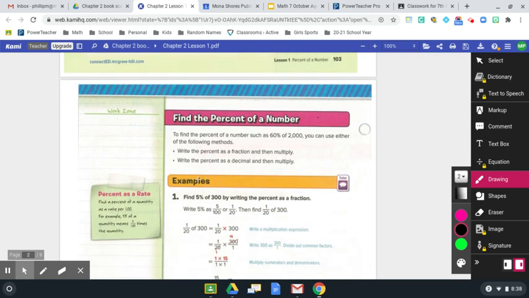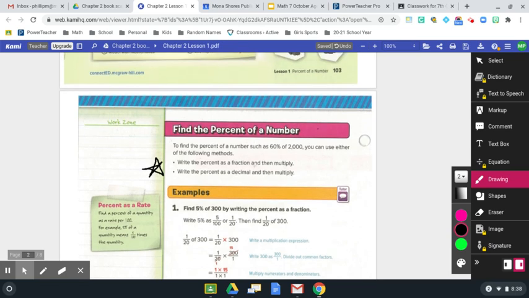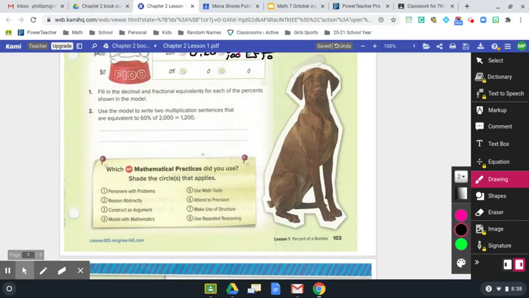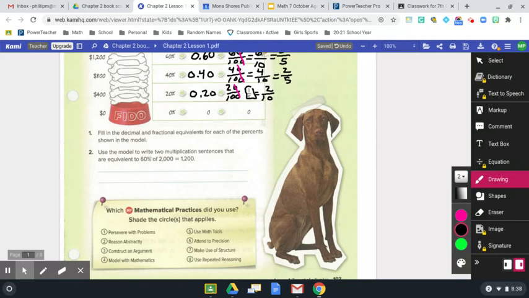And the top of page 96, I'm sorry, not 96, 104. Sorry about that, 104. It says find the percent of a number. So it's telling you if you're going to find the percent of a number, such as 60% of 2,000, you can use either of the following methods. You can write the percent as a fraction and then multiply, or you can write the percent as a decimal and then multiply. Well, that's what we're going to do. We're going to come back up here and let's start talking about writing the percent as a fraction and then multiply.